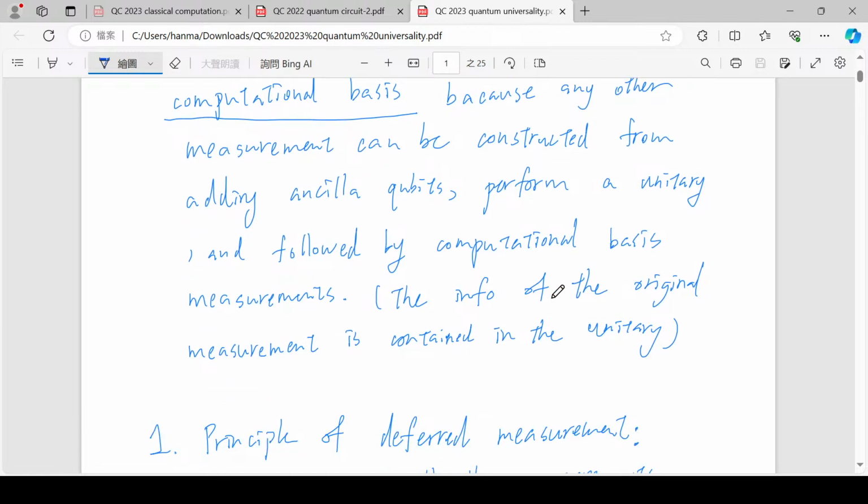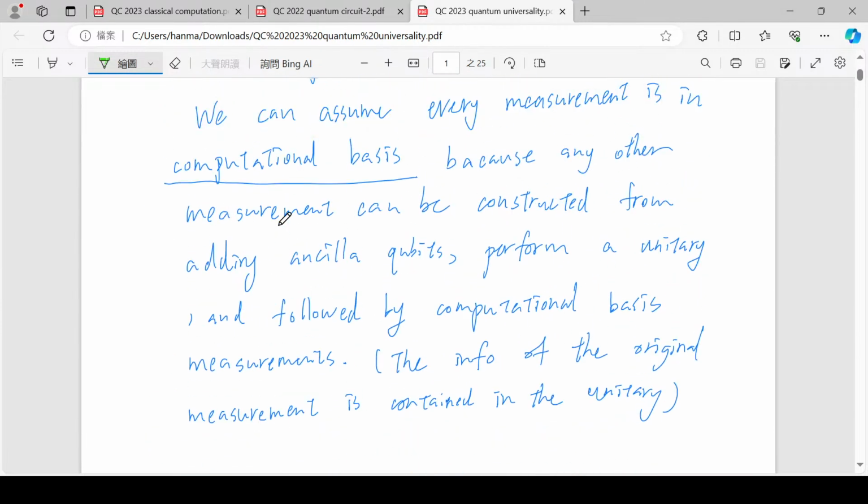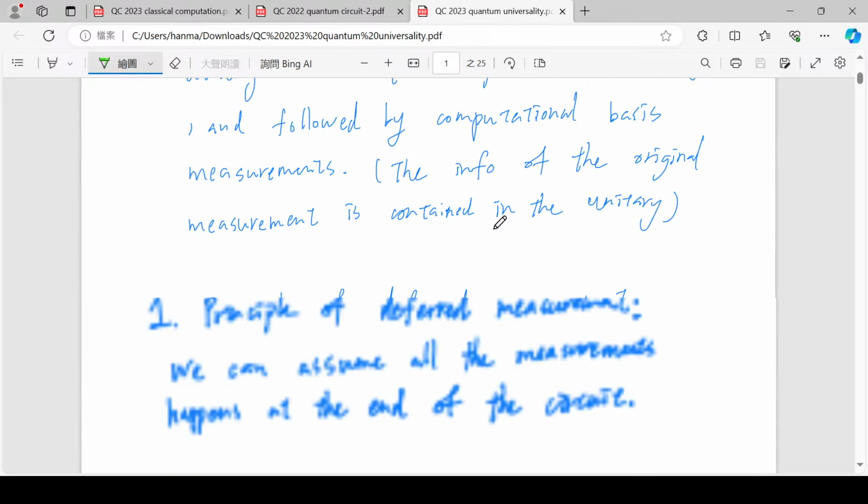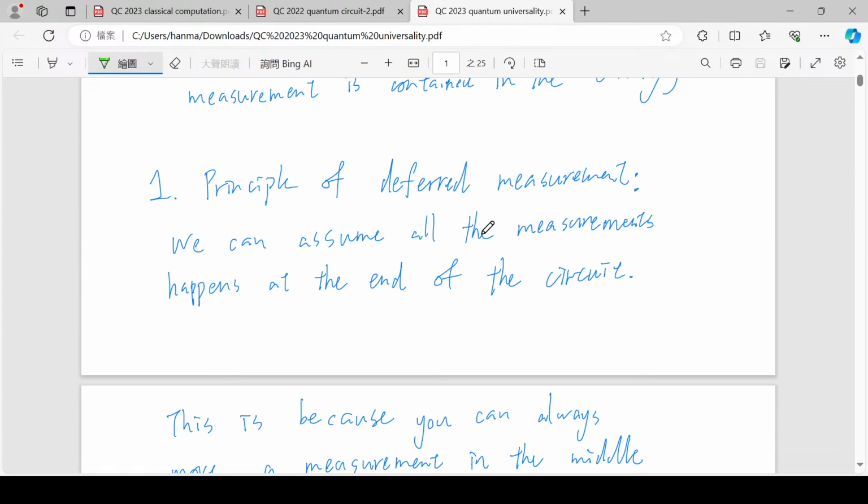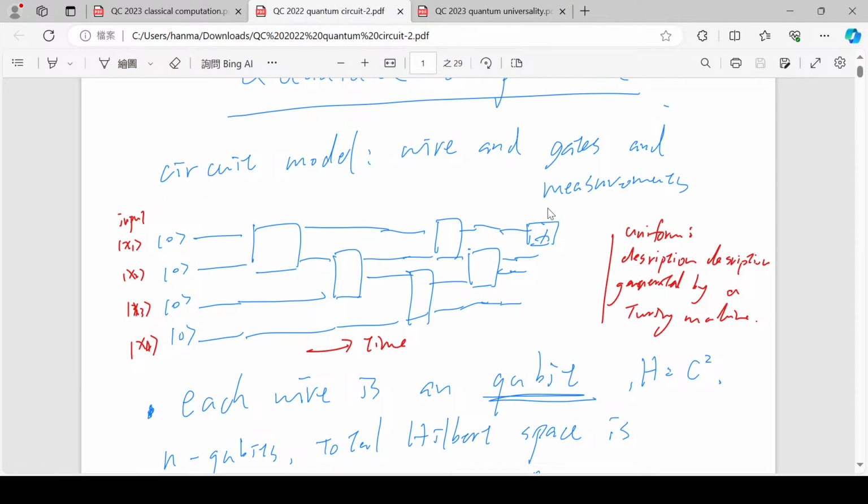So as we proved before, any measurement can be done with computational basis measurement. And then there is another principle called the principle of deferred measurement, which says that we also implicitly assume all the measurements are done at the end of the circuit.